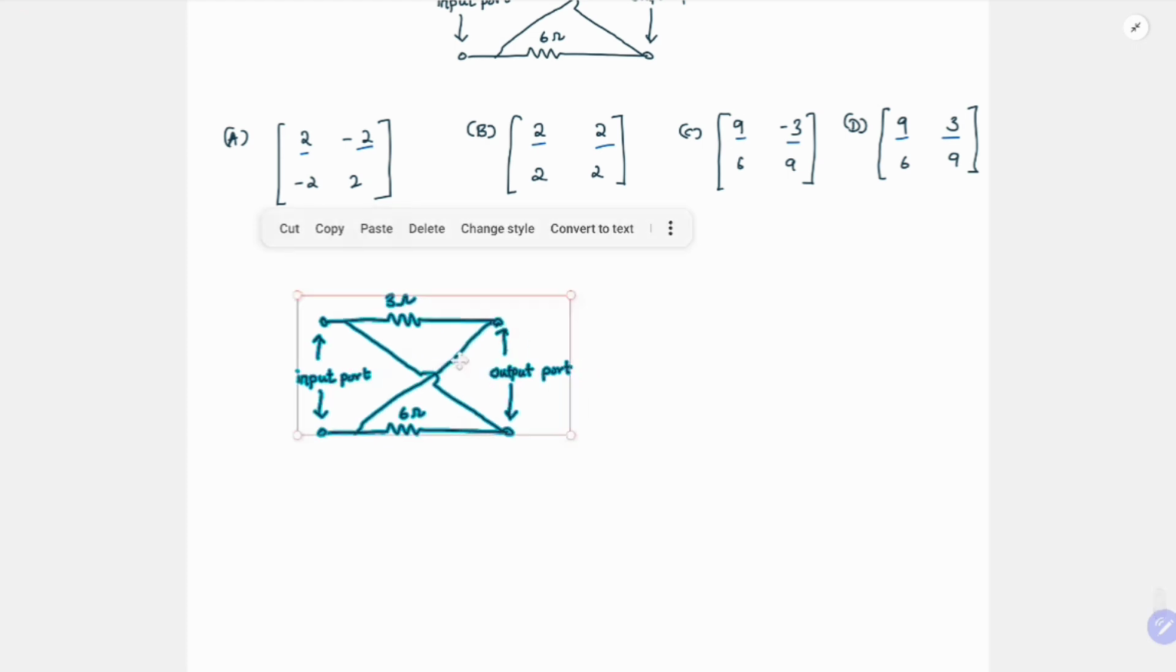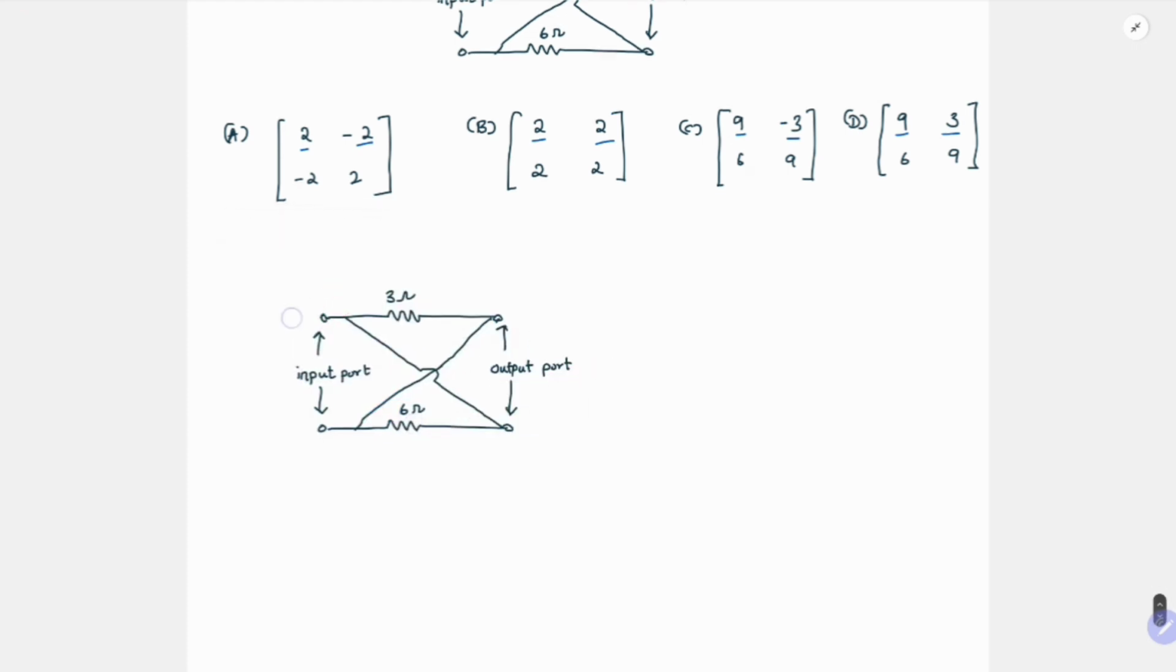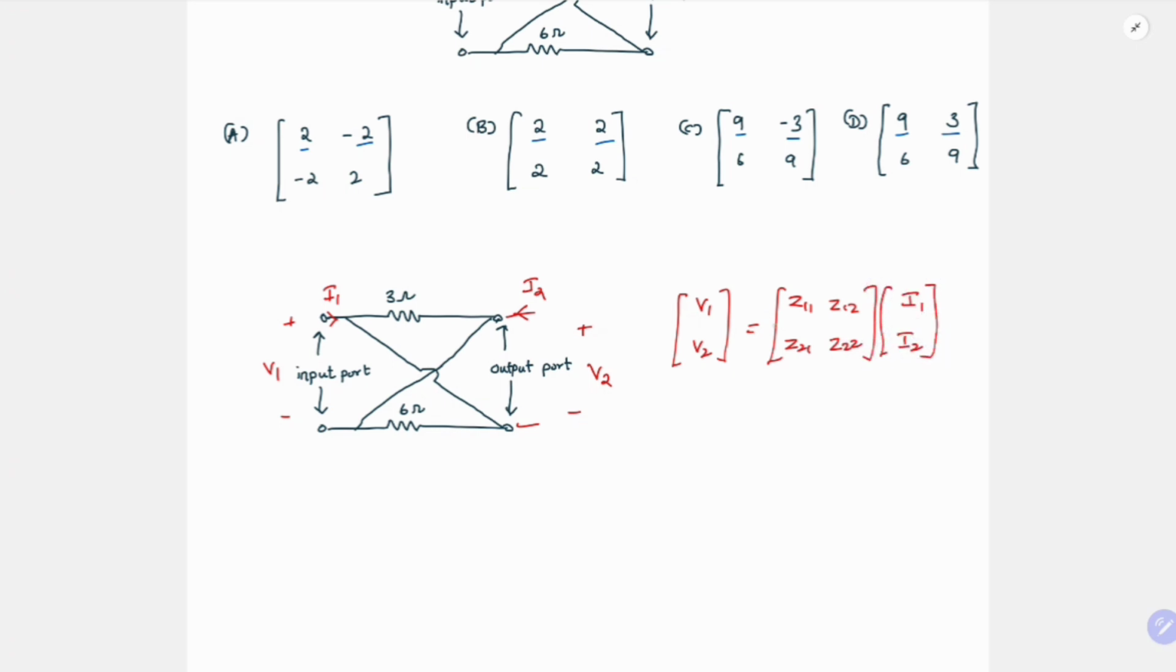So this is the circuit, and we have input port plus minus V1 and this will be our I1, and output port plus minus V2 and this will be I2. And what will be our Z parameter matrix? It is relating our voltages to currents. So V1, V2 is related to I1, I2. From this matrix you can see V1 is nothing but Z11 I1 plus Z12 I2, and V2 is Z21 I1 plus Z22 I2.